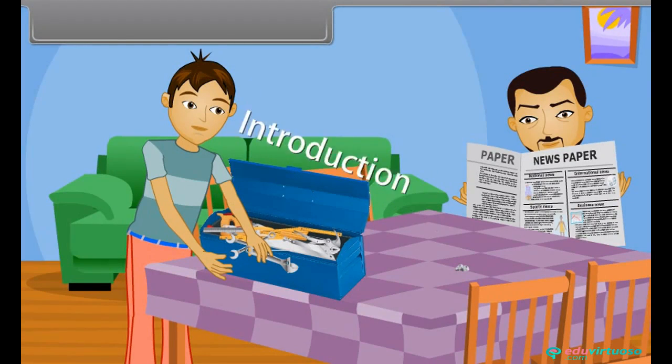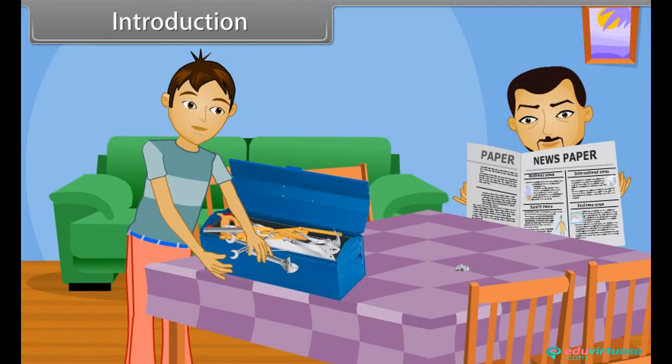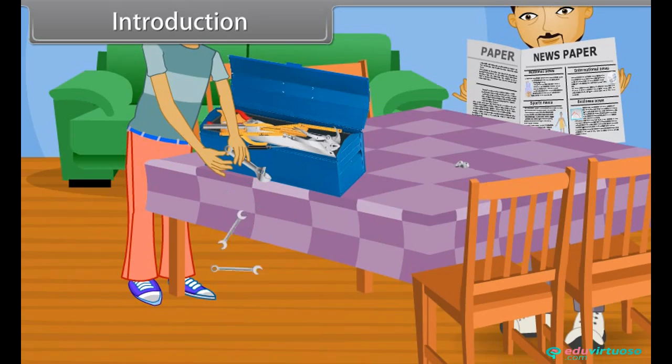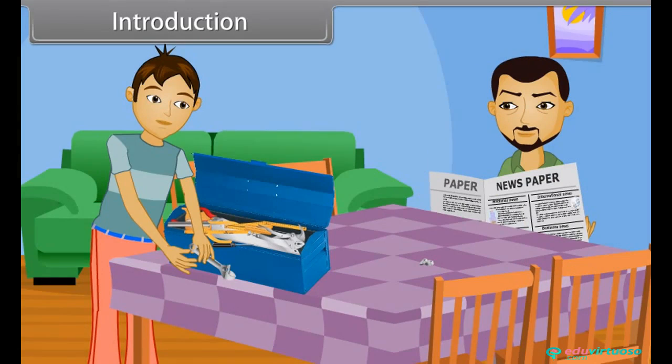Introduction. Vishal is searching for a specific tool from the toolkit. Then suddenly, two steel keys fall down from the table. The keys strike each other and scratches are made on their surface. Vishal, what happened? What kind of a sound was that?